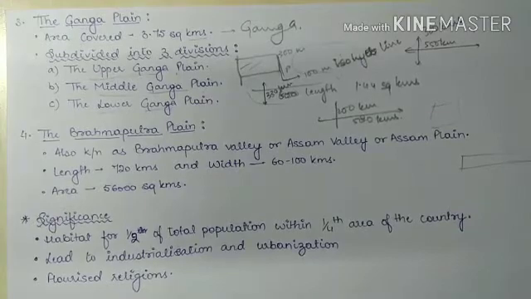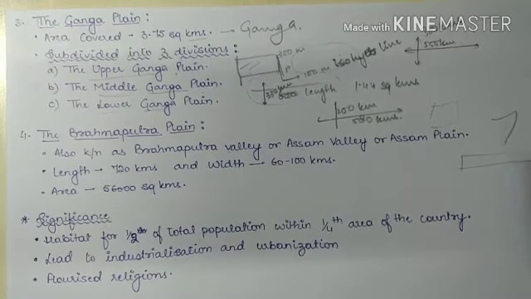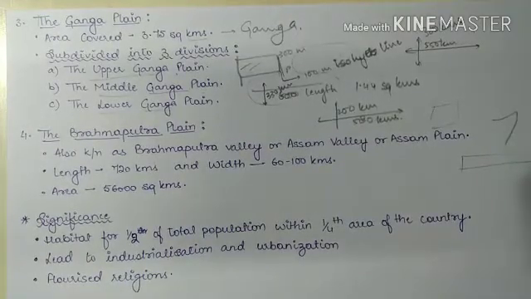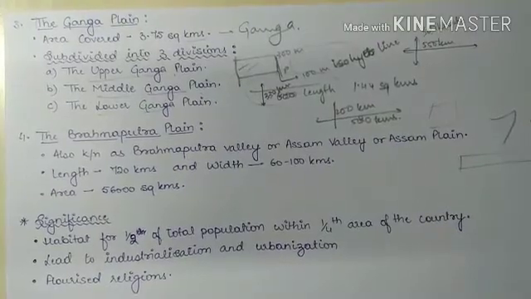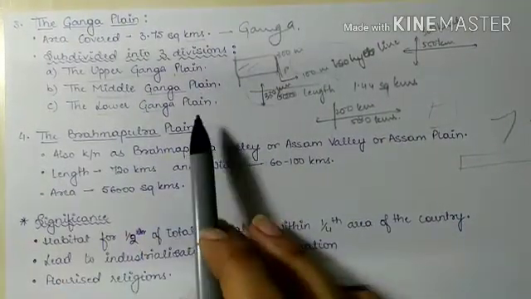Now, it extends from the easternmost end of Assam near the syntaxial bend of the eastern Himalayas to the west of Dhubri near the Bangladesh border. It is about 720 kilometers long and its average width is 60 to 100 kilometers. So this is its width and its length is 720 kilometers. Okay, so this is the Brahmaputra Plain.